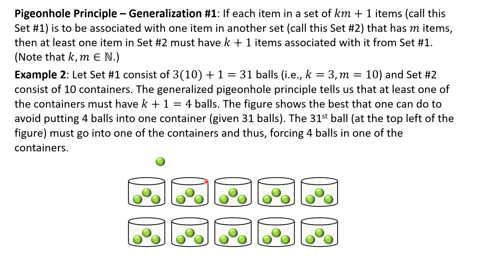If we have 31 balls and we're trying to avoid having 4 balls in any one of the containers, the best we can do is put 3 in each one of these 10 containers. And then when you get to the 31st ball, this one out here, no matter where you put it, you're going to have 4 balls in one of these containers. So that's what this principle tells us here. Okay, so on the next slide, I'll give you an exercise related to this generalization, and then after that, there's yet a second generalization of the pigeonhole principle that I'll talk about.